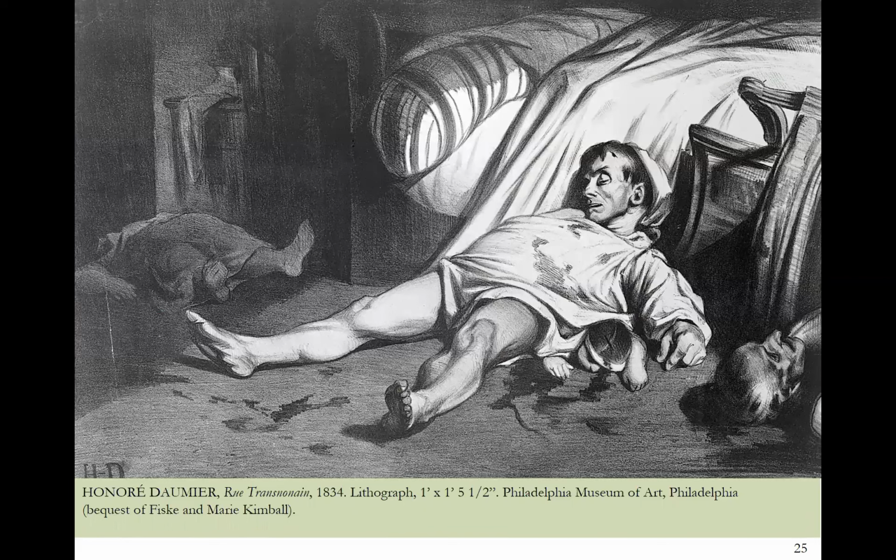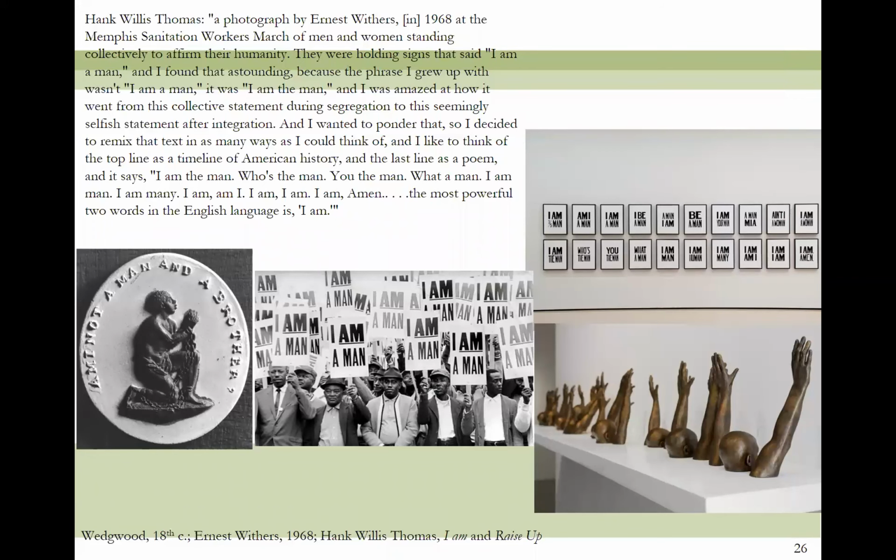We've already seen Rue Transnonain. We talked about it in the quiz, so I'm going to move through this. But suffice it to say, remember, this is a picture of a death scene, right? A worker having been killed by police. So again, class dynamics are key to understanding Daumier.